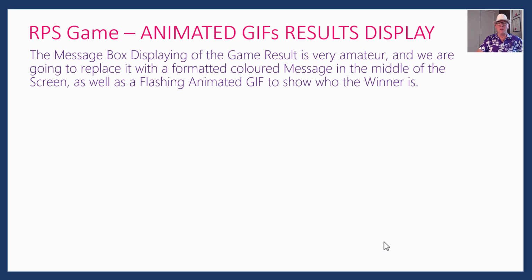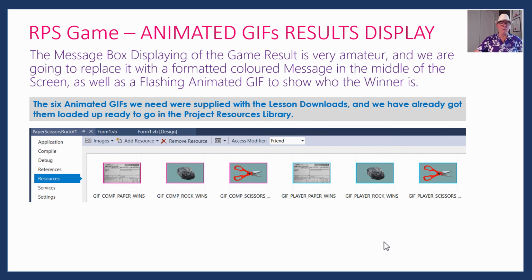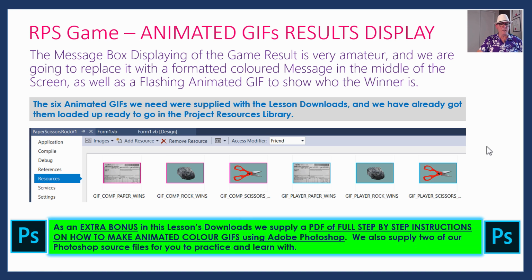All right, so the message box displaying the game result, like I said, that's very amateur. We want to make something more fancy. So remember, we've got those animated GIFs from the downloads folders here. So if the player wins with a rock, we can flash colored rock stuff there and make it more exciting that the player's actually won. Sorry, that's the computer one because it's got a pink frame around it. The blue one is for when the player wins. So I've got these animated flashing color GIFs, which are part of the download. So make sure you get the downloads for this lesson.